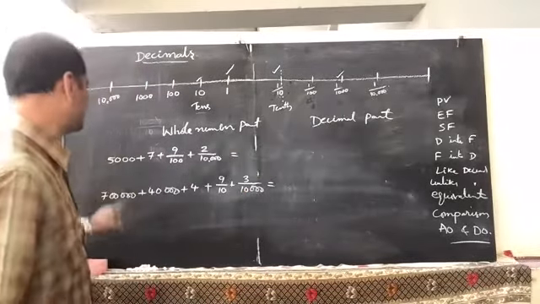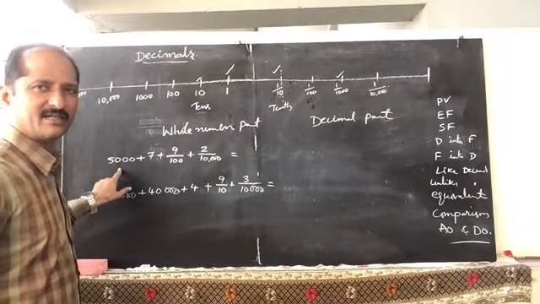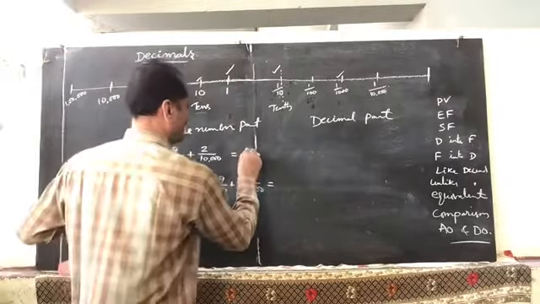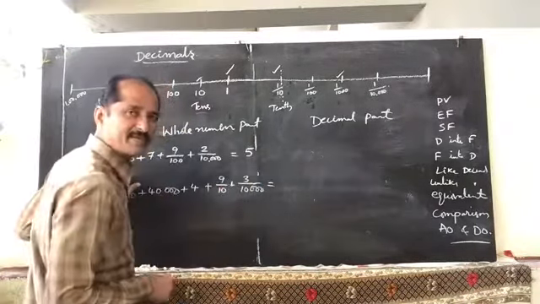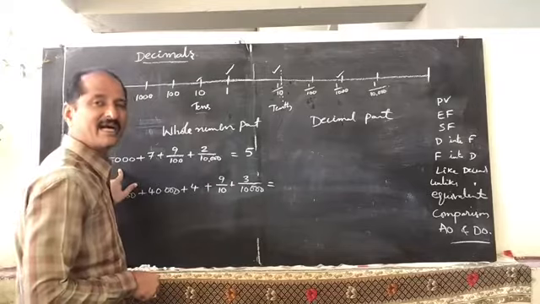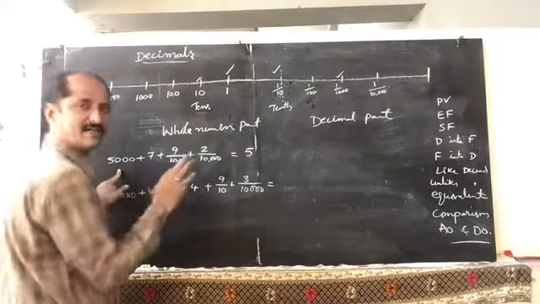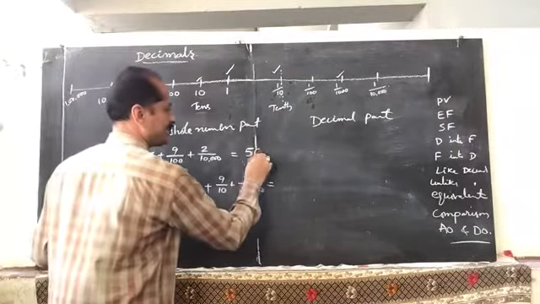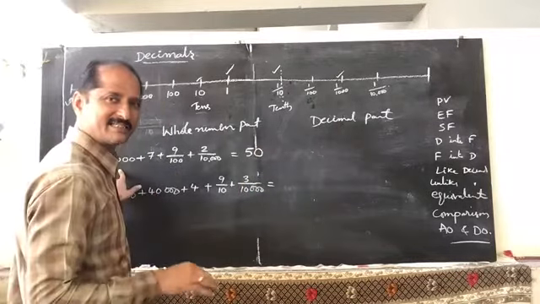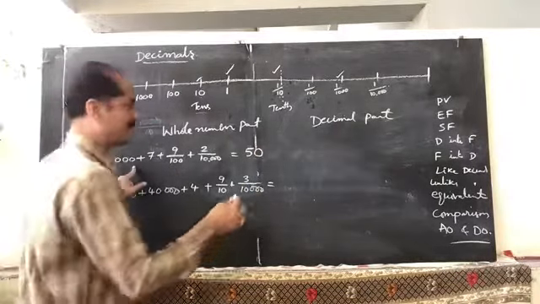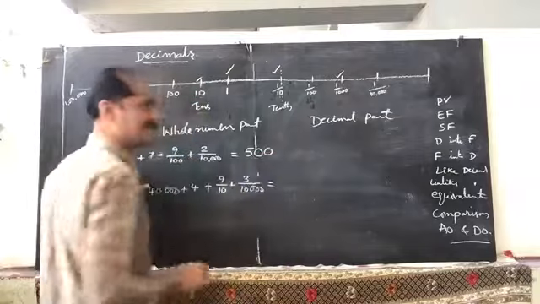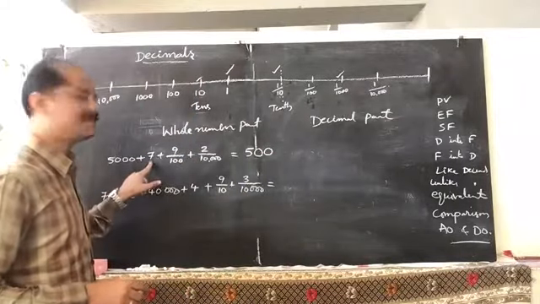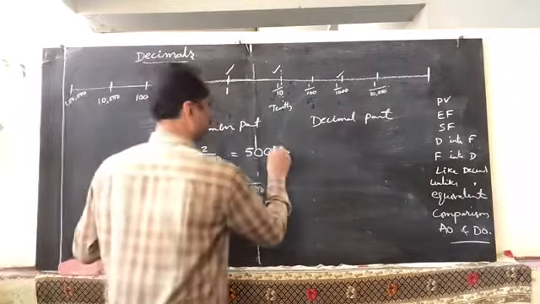So the greatest place is given here: 5,000, so thousands place 5. Next lower than thousands place, hundreds place. Is there any hundreds here? No hundreds, so place 0 in hundreds place. Tens, next lower than hundreds. Is there any tens? No tens, so write down 0 in tens place. Next lower than tens, ones. How much is there in ones place? 7. So write down 7 in ones place.